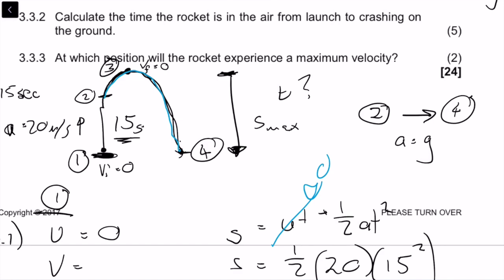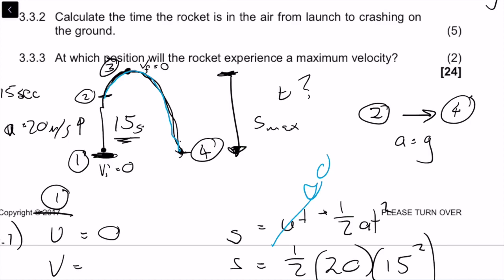Okay, so the last question, 3.3.3, at which position will the rocket experience a maximum velocity? Basically we've got 4 options from what we've picked up. We've got either at 1, 2, 3, or 4. At 1 and 3, the velocities are equal to 0, so we can completely disregard those. So basically, we need to know if it's at 2 or 4.